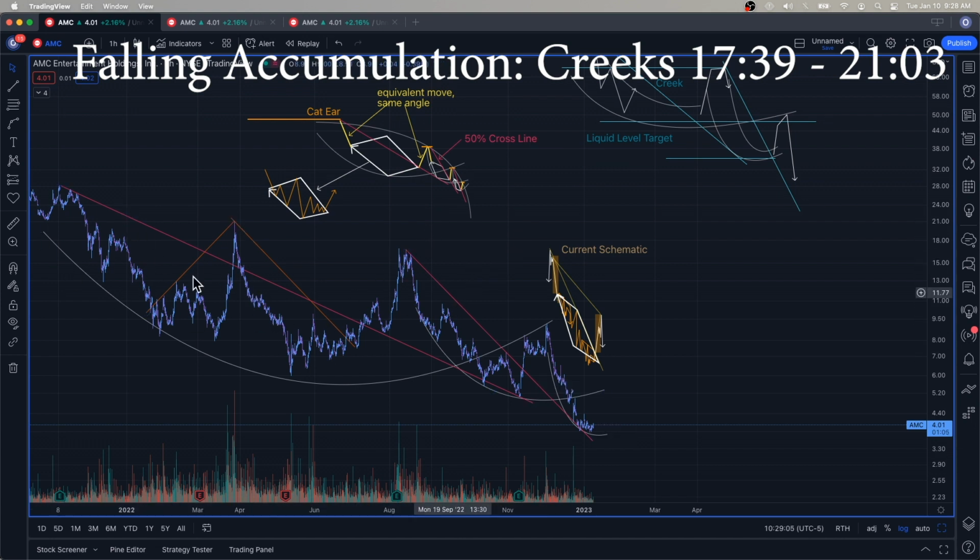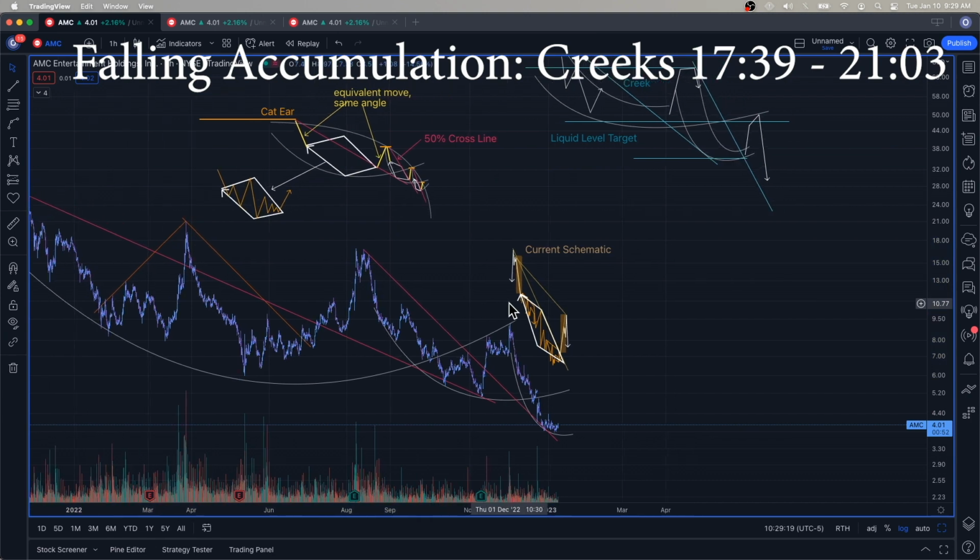Bulls are like, well, yeah, we want to go back and test that liquid level. They don't get it. Same thing here. You don't get to the place you want to get to. What you do get is you do get a rejection off of the previous arc. And then as a result, you get knocked back down and you start it all over again.